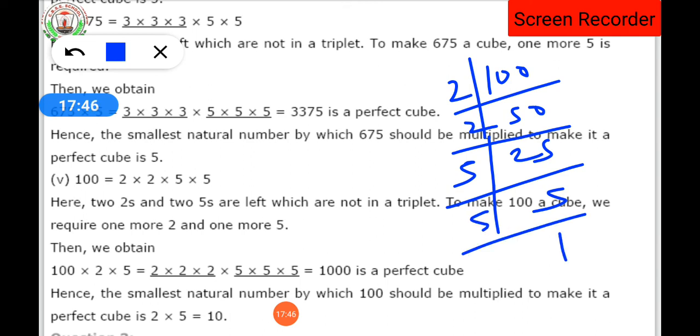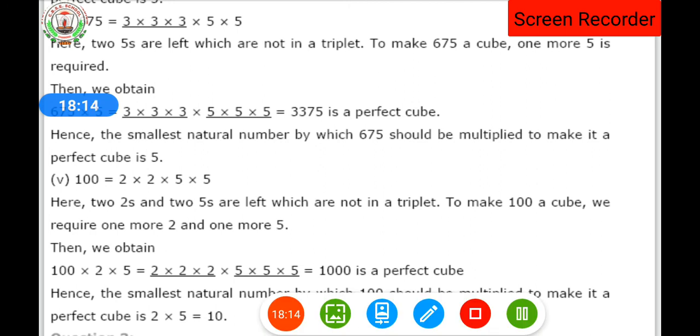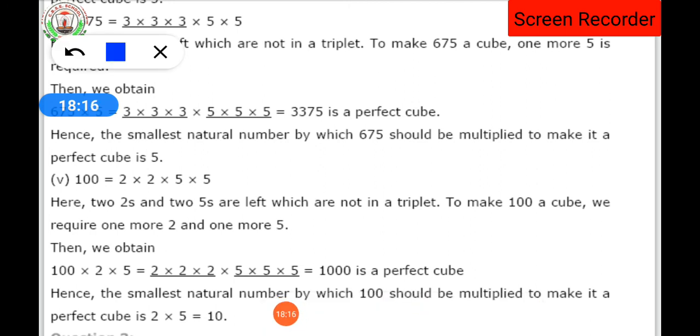Here we can see that the numbers 2 and 5 both do not have the pair of 3. 3 नंबर का पेयर होना चाहिए ना, तो यहाँ पर 2 और 5 दोनों का ही पेयर नहीं है. Hence we can say that 100 is not a perfect cube. In order to make it a perfect cube, what do we have to do? We have to multiply both sides by 2 and 5. By 2 and 5. Now you will ask me, teacher, अभी तक हमने एक एक नंबर को मल्टीप्लाई किया, अब यहाँ 2 नंबर को मल्टीप्लाई क्यों करेंगे?